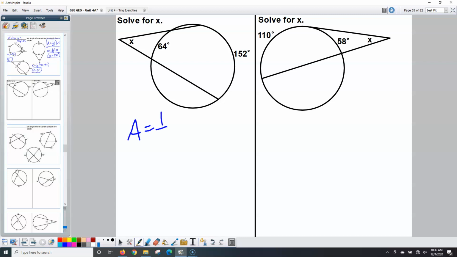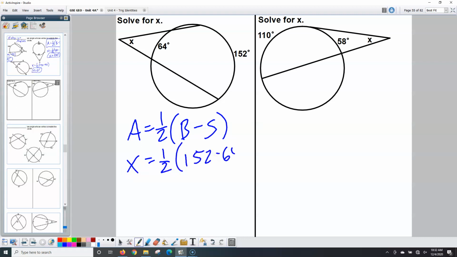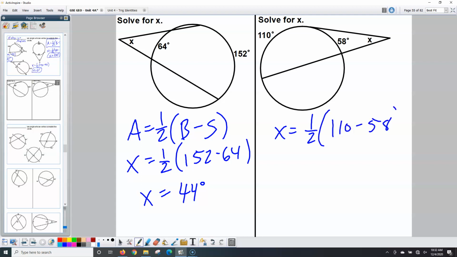I've got the angle equals 1/2 the big arc minus the small arc. So I got x is the angle 1/2. Big arc is 152 minus 64. And 152 minus 64 is 88. Half of that is 44. Next one, I've got the angle is x equals 1/2. Big arc is 110 minus the small arc is 58. 110 minus 58 is 52. Half of 52 is 26 degrees. Those are so nice and easy.